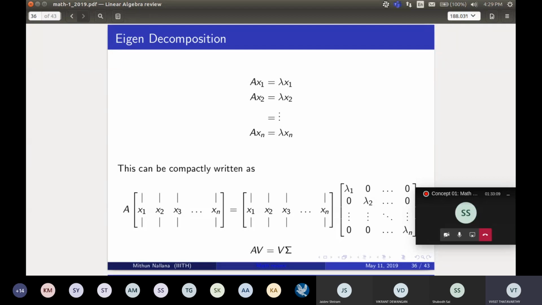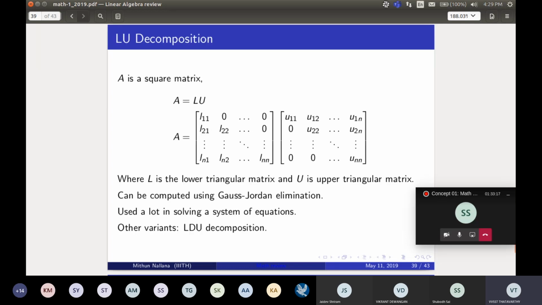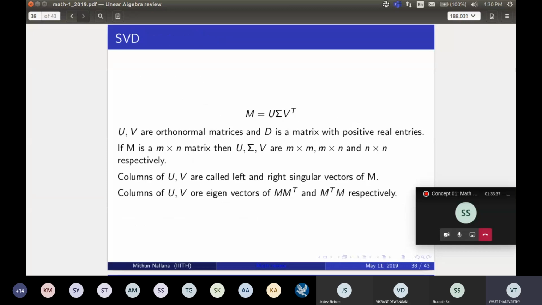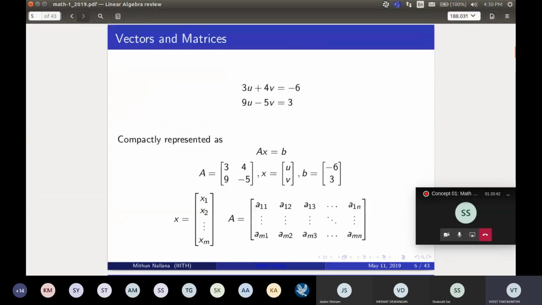While you're dealing with multiple view geometry sessions, you will understand the importance of SVD and these things. Another decomposition is LU. You decompose the given matrix into a lower triangular matrix and an upper triangular matrix. In general, when you are solving a system of equations on paper without a matrix representation, this is what you ideally do: you try to eliminate each and every variable. Say you have two equations, the very first set being 3u plus 4v equals -6 and 9u minus 5v equals 3.